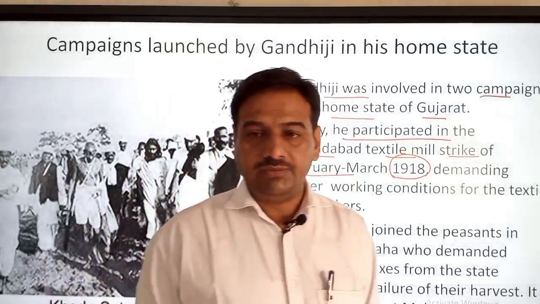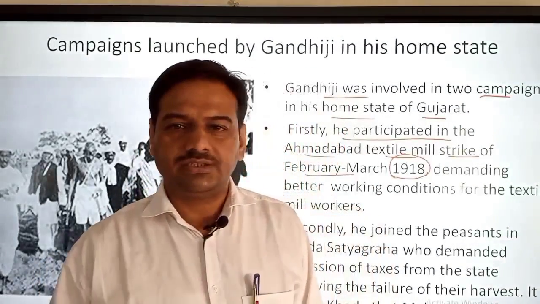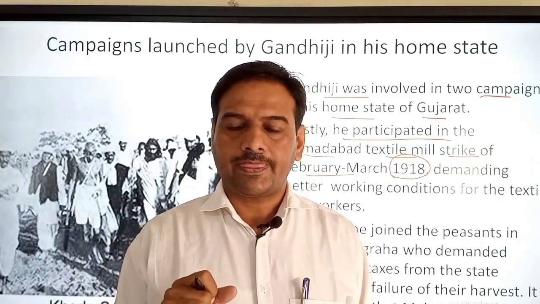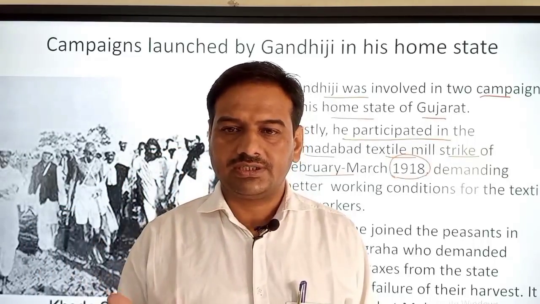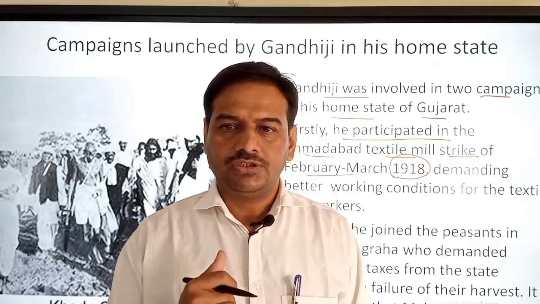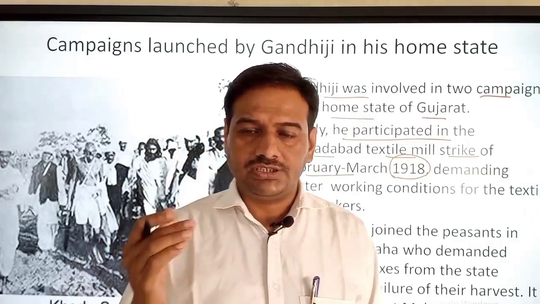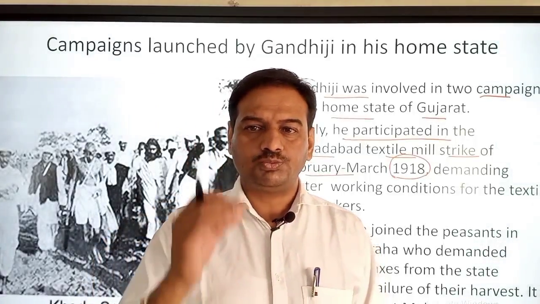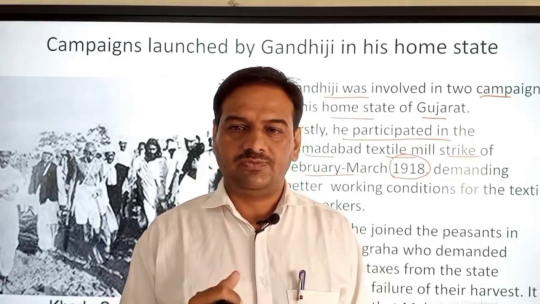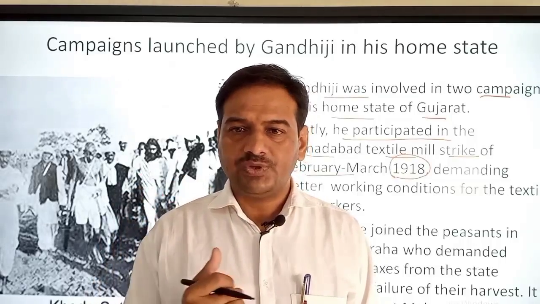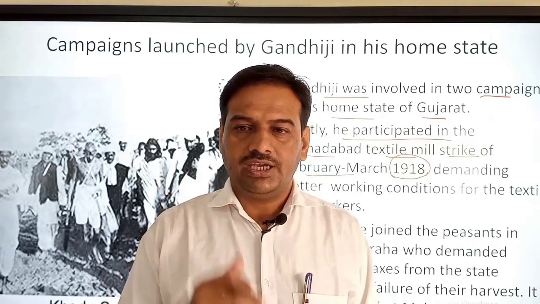There were many mills in Ahmedabad, and as you know, most mills in Ahmedabad are cotton textile mills. So the mill workers wanted their salary to be increased. It was very low, so they wanted their wages increased. They approached Mahatma Gandhi and asked him to support them in their struggle against the factory owners, and Mahatma Gandhi supported them.